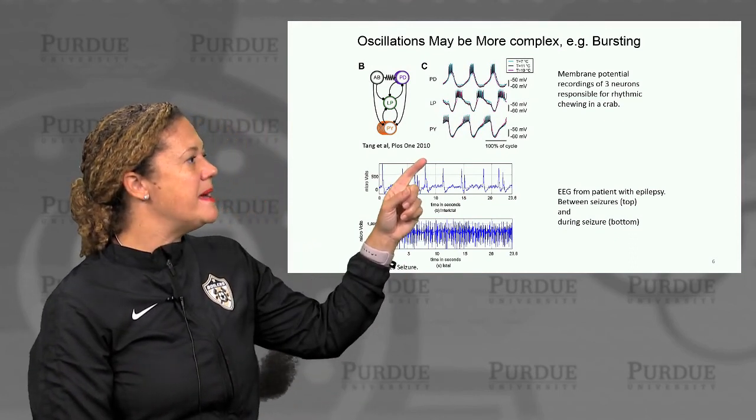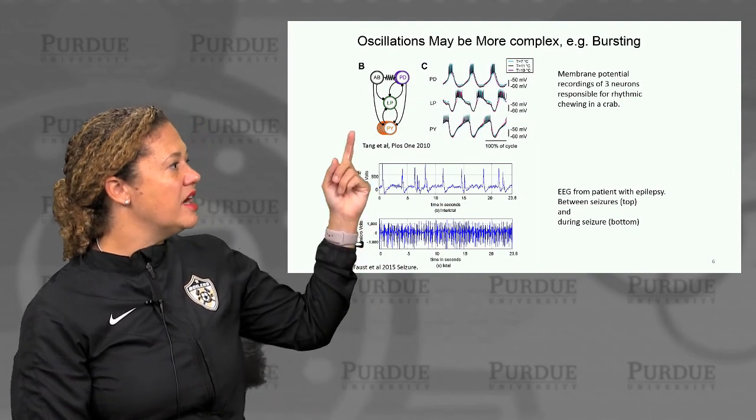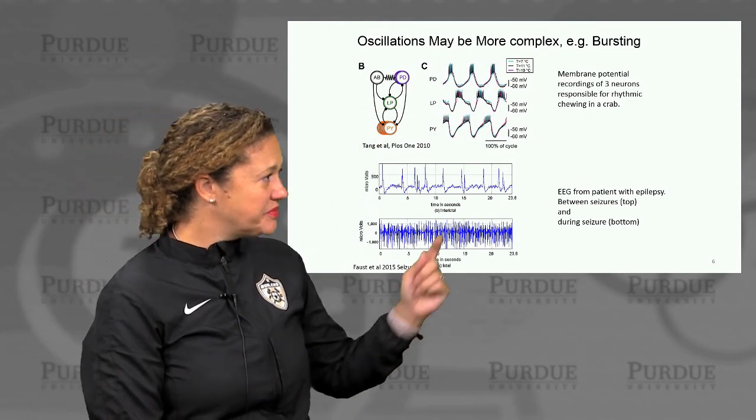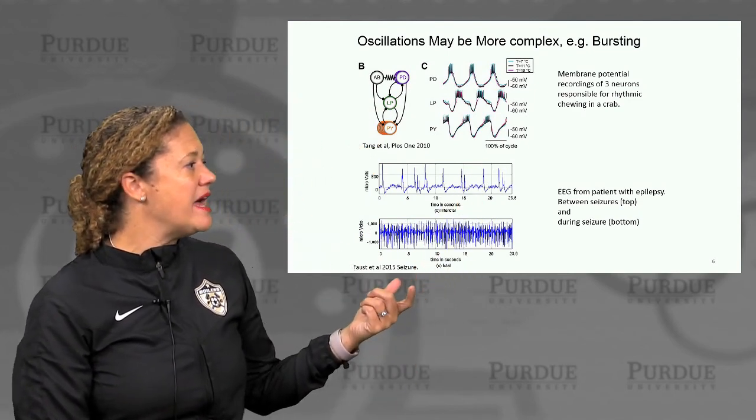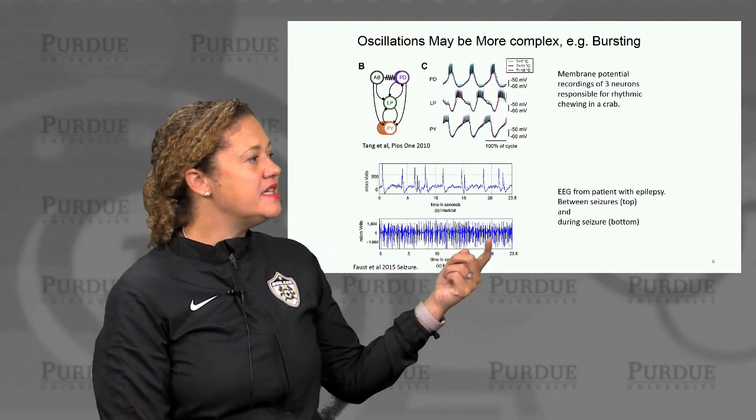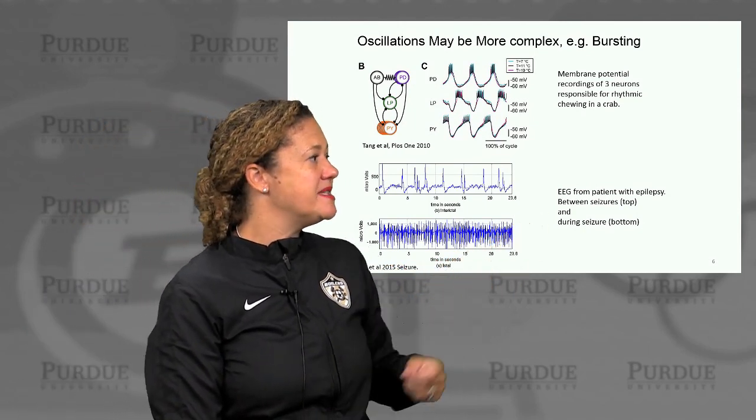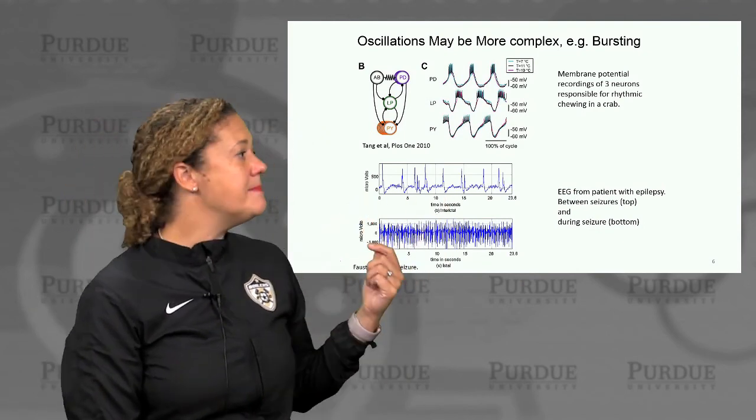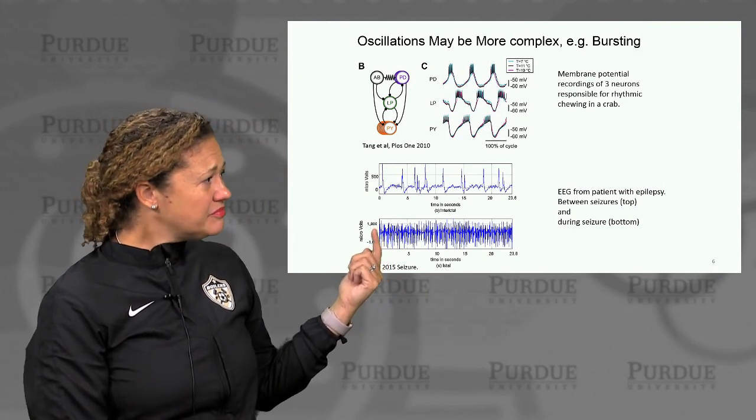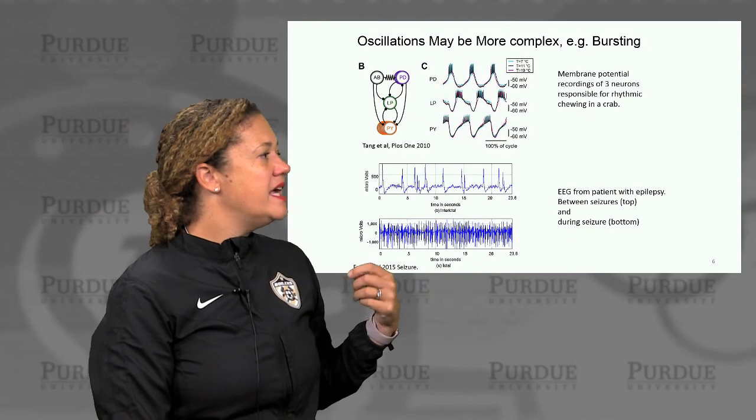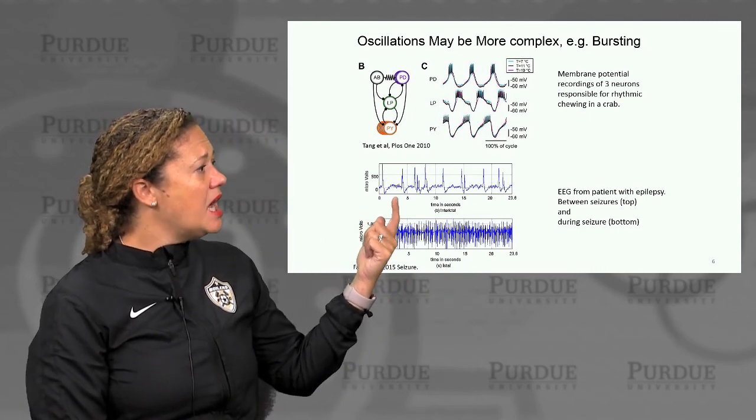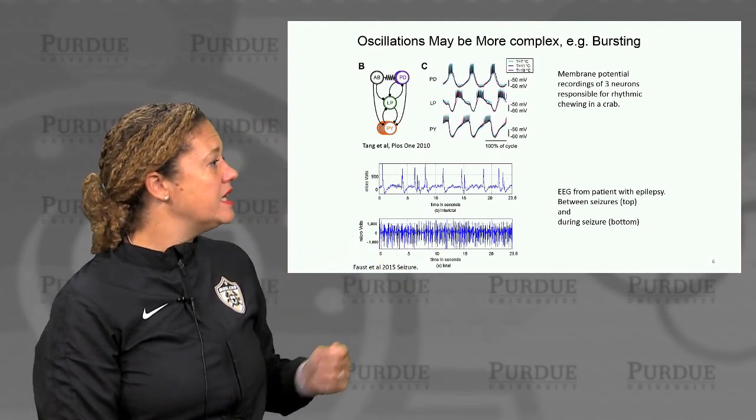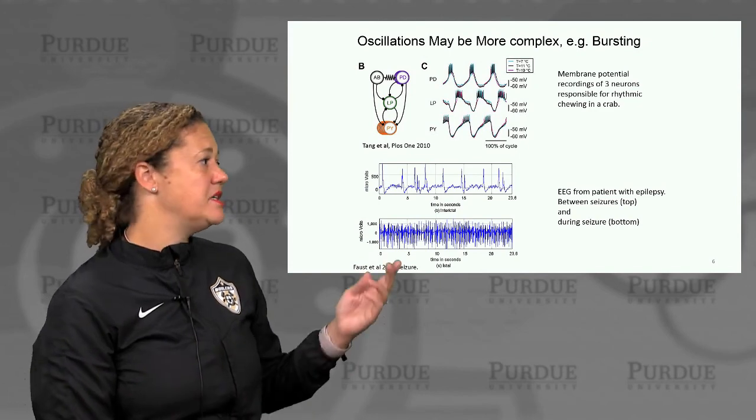So here what you're seeing are the membrane potential recordings of these 3 neurons that are in this small neuronal circuit or network that they're looking at. Again, in this chewing crab. We also have down here, from a human patient, an EEG from a patient with epilepsy. Now the top trace shows a recording between seizures, and the bottom trace shows recordings during seizure. And again, this sort of bursting in different complex rhythm patterns can often be seen and is important in characterizing different seizure states in patients with epilepsy.